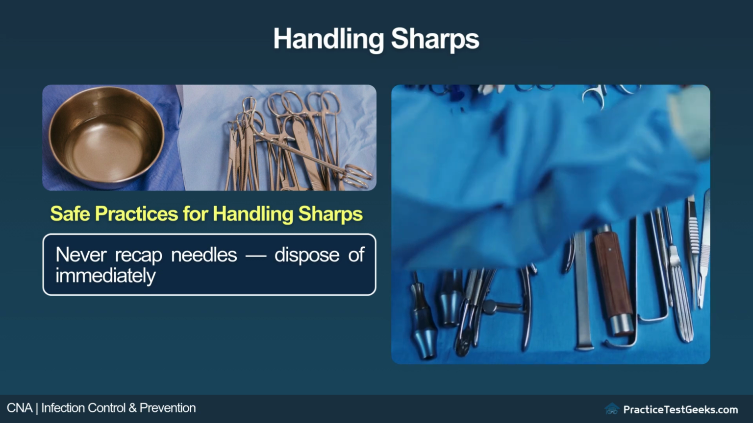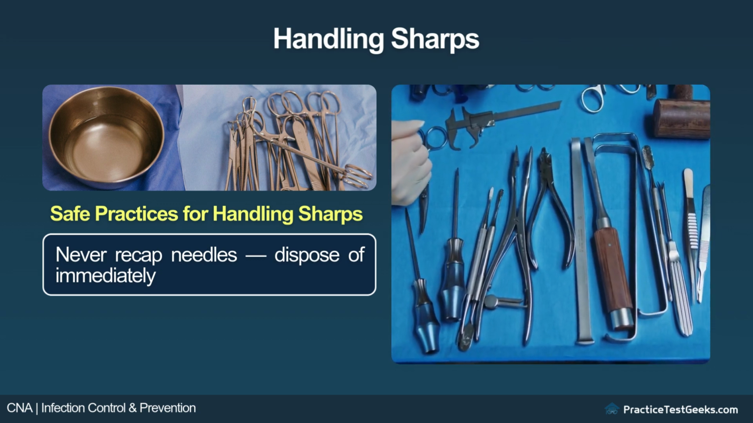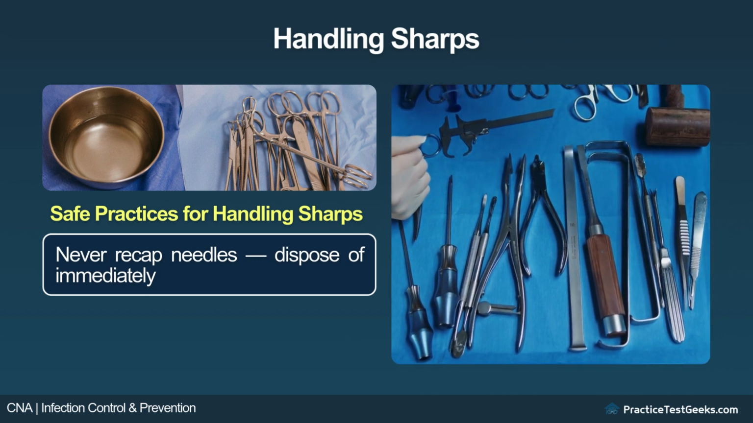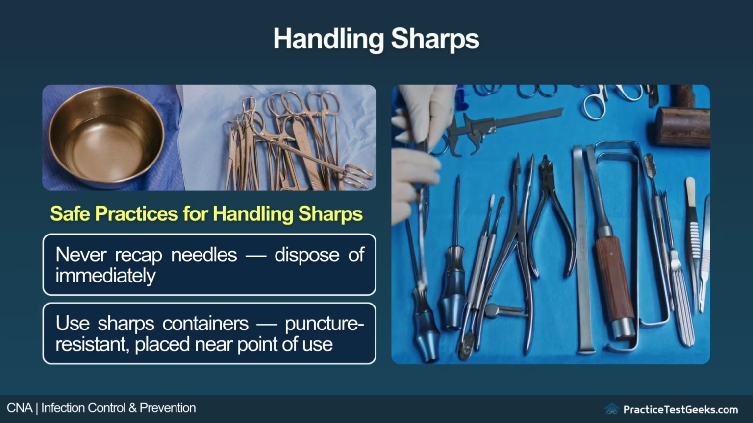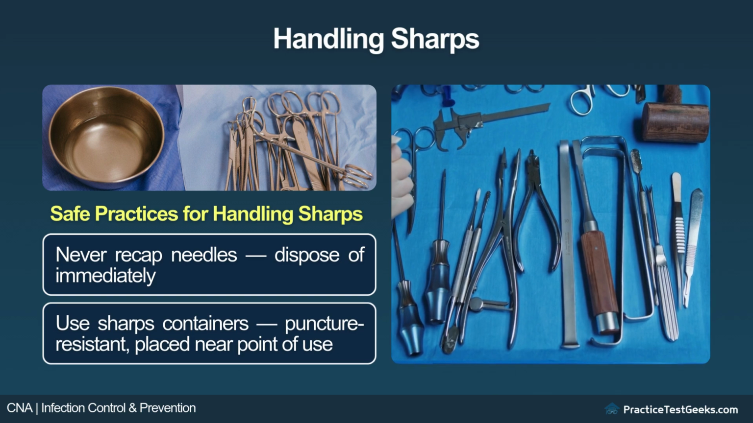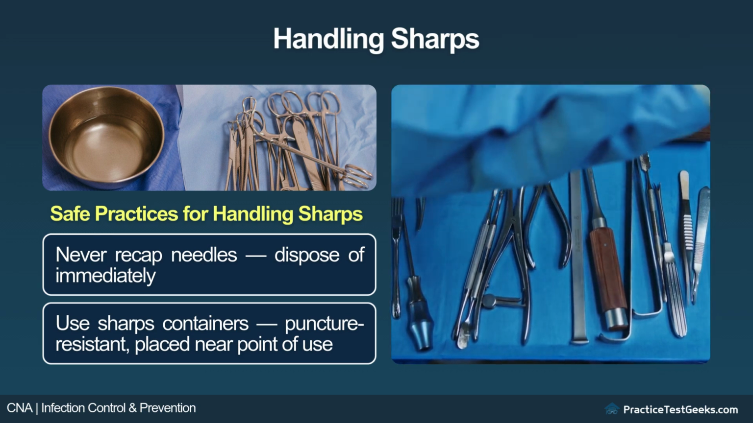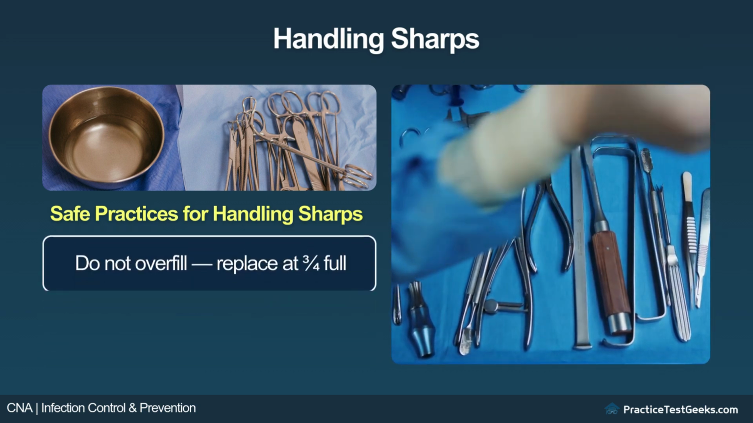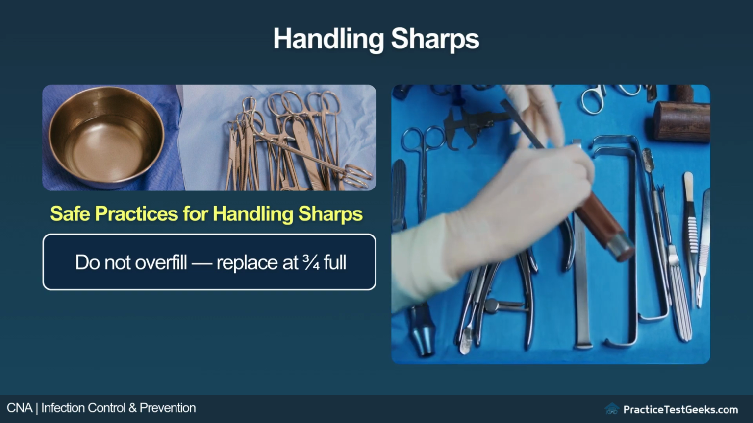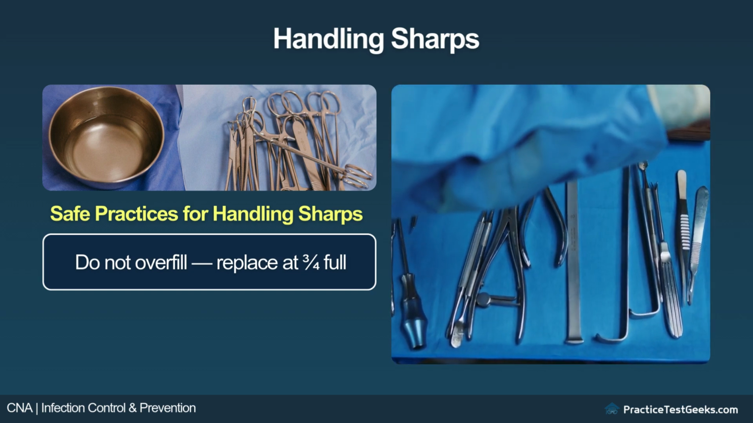First, never recap needles, since recapping greatly increases the risk of accidental needle sticks. Instead, dispose of needles immediately after use. Next, always use sharps containers. These designated, puncture-resistant containers should be located as close as possible to the point of use for safe disposal. In addition, do not overfill containers. They should be replaced once they are 3/4 full to prevent injury during disposal.